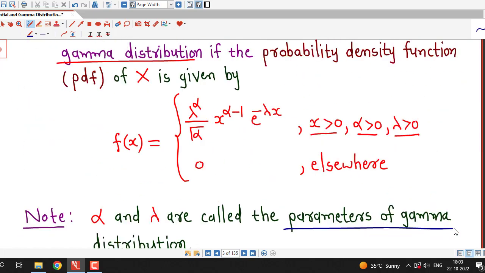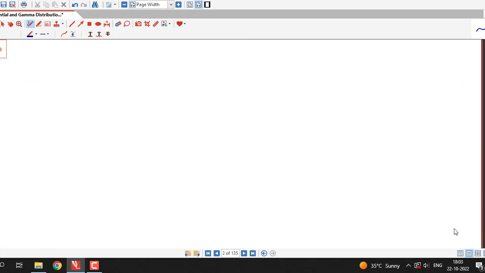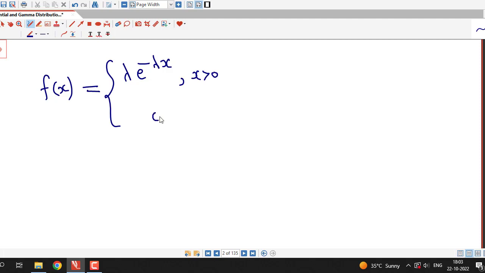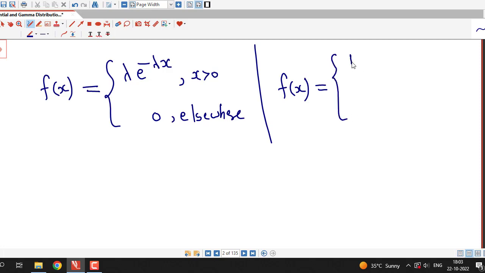Now if you recall, we have discussed two forms of PDF for exponential distribution. One is lambda times e raised to minus lambda x if x is positive and 0 elsewhere. And if we use another parameter, say beta, and take lambda equal to 1 over beta, we have this PDF for exponential distribution: 1 over beta e raised to minus x over beta, where x is positive and 0 elsewhere.